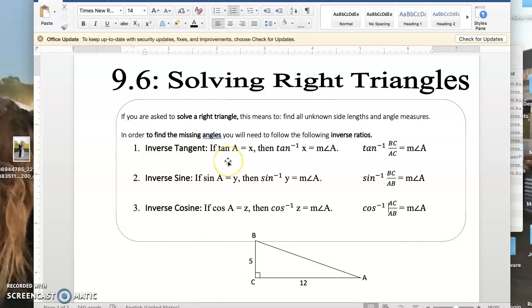Hi, we have another video here on using our trigonometric ratios. Today the video's focus is on how to use those ratios to find an angle measure.